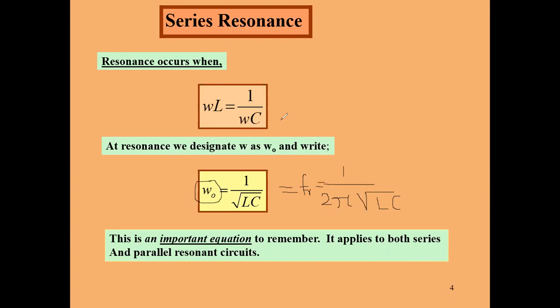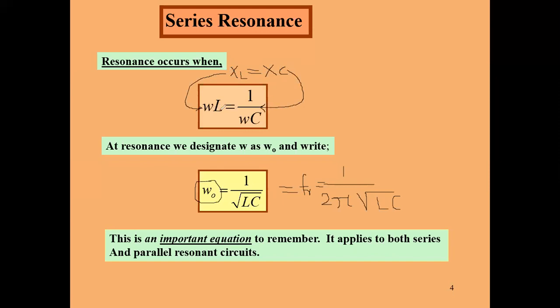And the resonance occurs when the inductive reactance is equal to the capacitive reactance, or here XL is equal to XC. The condition for this resonance is when the inductive reactance and capacitive reactance are equal to each other. At that time the resonance occurs, and we know that the formula for XL is omega L, and the formula for XC is equal to 1 divided by omega C.